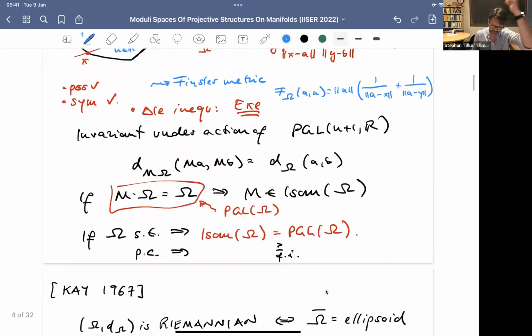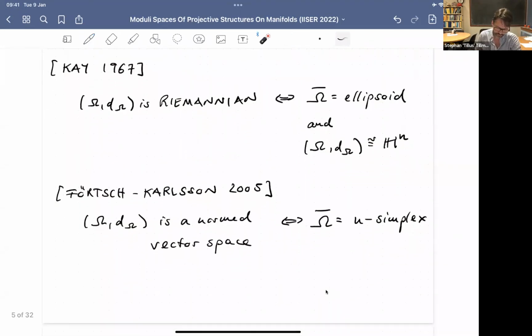Okay, so then here are some nice facts. One thing that's been known for quite some time is a fact established by Kay, that this Finsler metric is Riemannian if and only if the closure of your domain is an ellipsoid. And then maybe it's not so surprising that the geometry that you get, this Hilbert geometry here, is isometric with hyperbolic n-space. Well, there's a small lie in here because you have to choose the right constants in the definition of the metric, but that's fine. So you get something that's hyperbolic space. And another fun fact is that this also becomes isomorphic to a normed vector space if and only if your domain is an n-simplex. So that's another interesting thing.